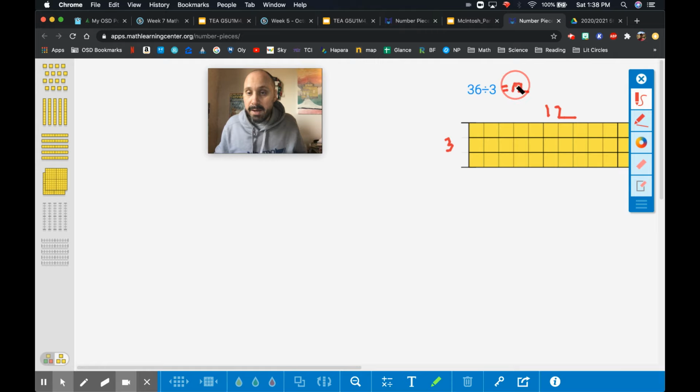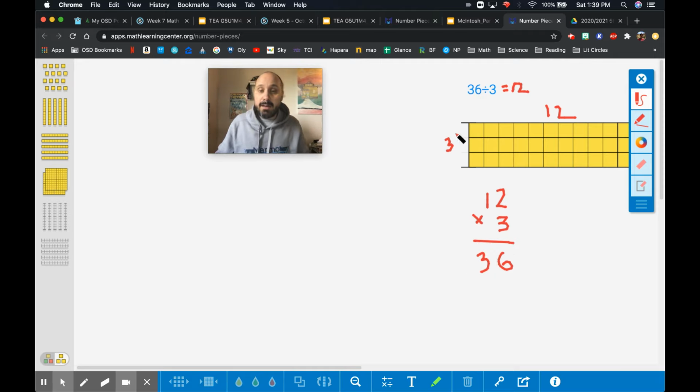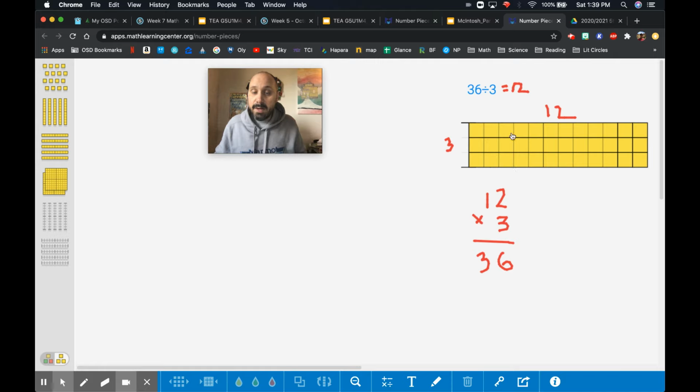And I know that's right if I double check my work. If I do 12 times 3, remember multiplication and division, they're very similar and they're just the opposite. So if I know that 36 divided by 3 is 12, I should be able to multiply my fact family and go backwards and say, what's 12 times 3? So let's see, 2 times 3 is 6, and 3 times 1 is 3. There we go. That verifies that my answer is correct. So 3 times 12 is 36. And 36 tiles divided by 3 is 12.